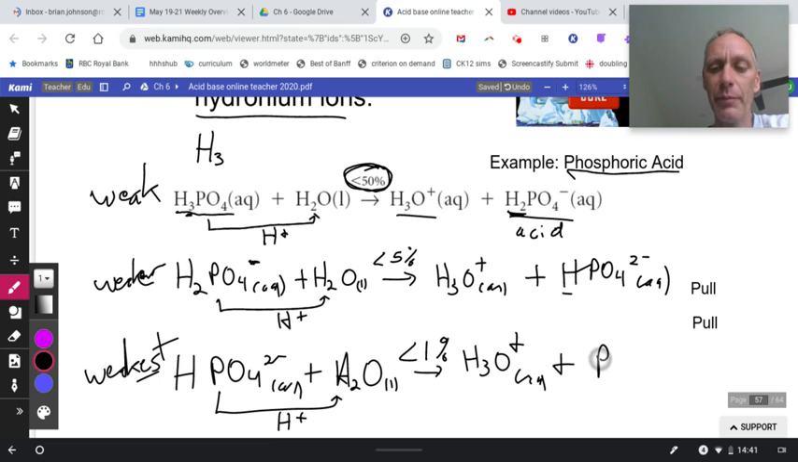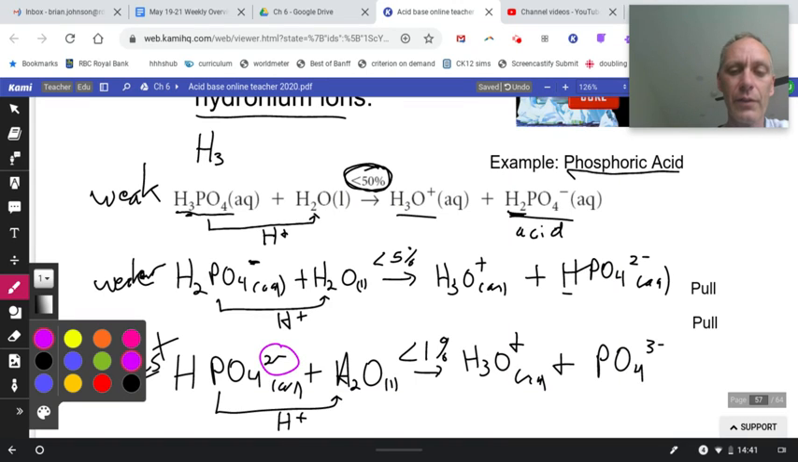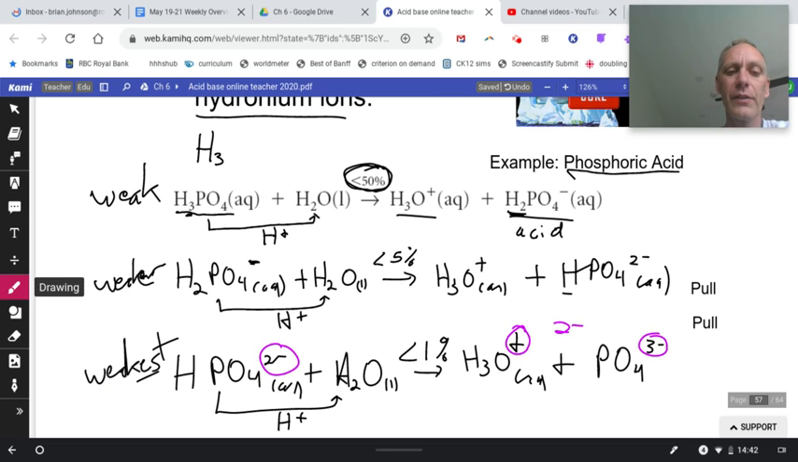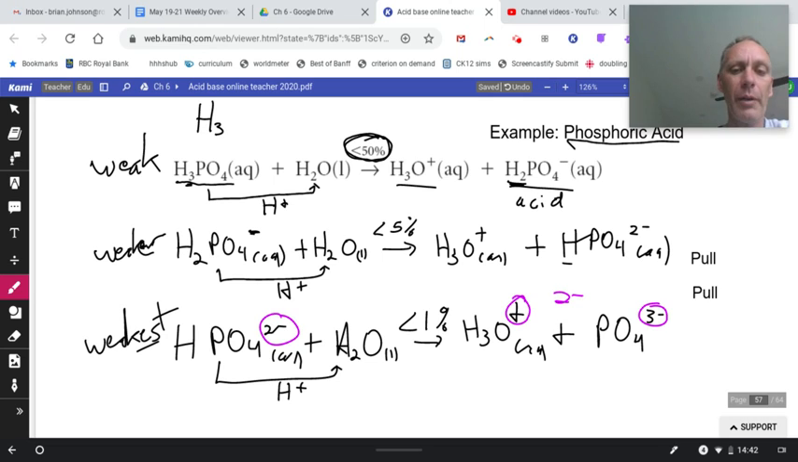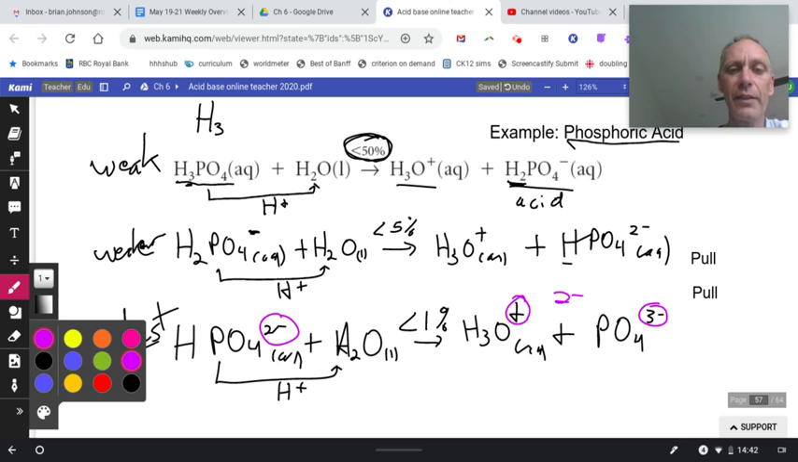Okay, so we do get a very small amount of hydronium ions produced, and the last anion left over is PO4. It's lost the last H, lost the plus, 3 minus. And if you check charges, they are balanced. We've got a 2 minus, and here we've got a 1 plus and a 3 minus, which gives us 2 minus. So charges are conserved or balanced in that reaction, and you can check them all. They're all good. Okay, so important for you to remember this drop in percentage, less than 50, less than 5, less than 1, getting weaker and weaker as we go.